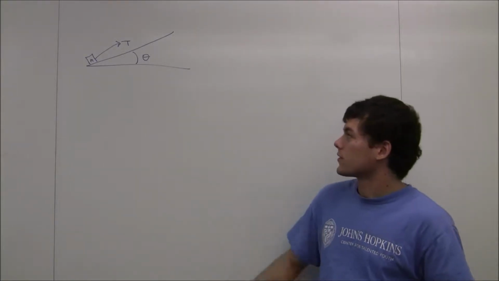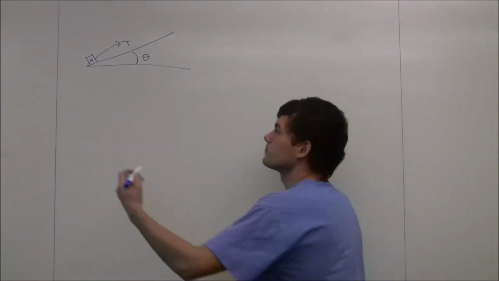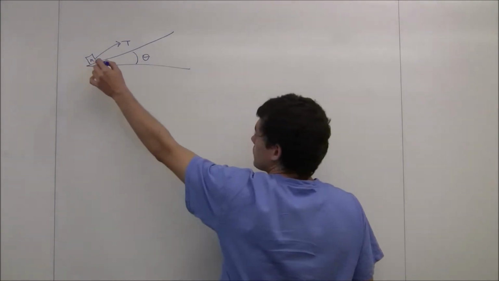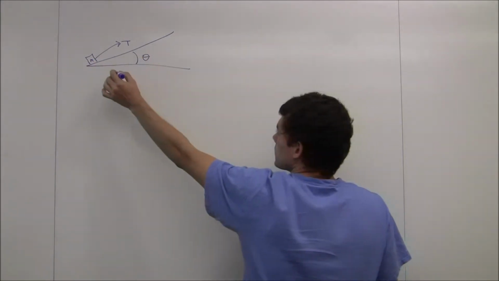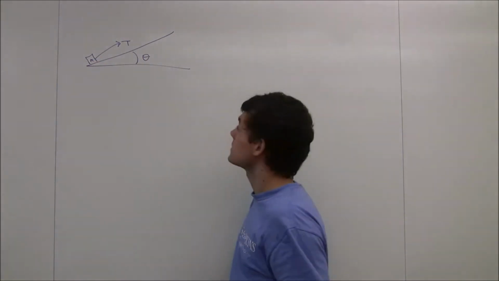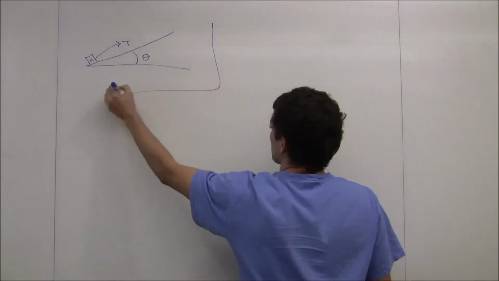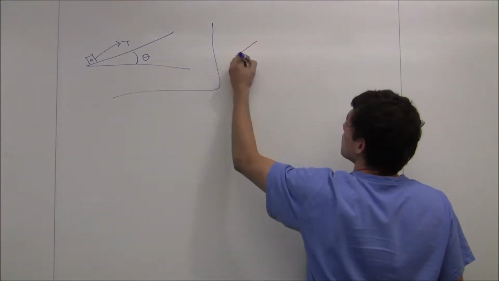So in this problem, we're given a situation that looks like this. We have a block of mass m being pulled up a slope of angle theta by a rope with a tension T. Now I'm going to draw an isolation diagram of the block.